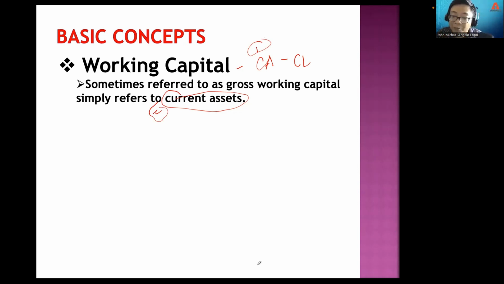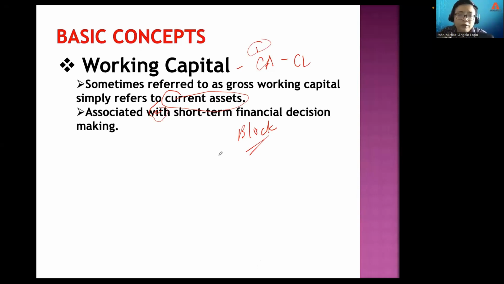May nakita kasi akong problem na gano'n, no? Alright, why? Kasi sabi nila sa isang author, if I remember it, si Black, yung apelido niya. Sabi niya, working capital is current assets, because the net working capital is your current assets minus current liabilities. Wala lang. Kasi usually kumukuha yan sa test bank. Baka makuha na lang yung test bank ni Black. Sabihin nyo, wala naman tinuro sa amin, no? Anyway. Alright.